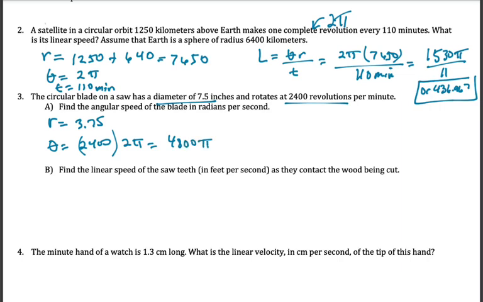Okay, so let's calculate this now. We're trying to figure out our angular speed, which is theta divided by time. My theta is 4,800 pi, and my time is, we're going to do it in seconds. So we know that this happens per minute, so that's the same thing as 60 seconds. Working that out, 60 goes into 4,800 80 times. So that's 80 pi radians per second.